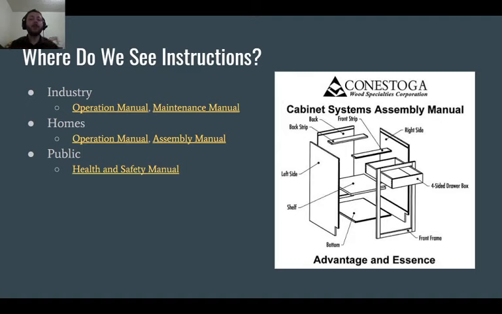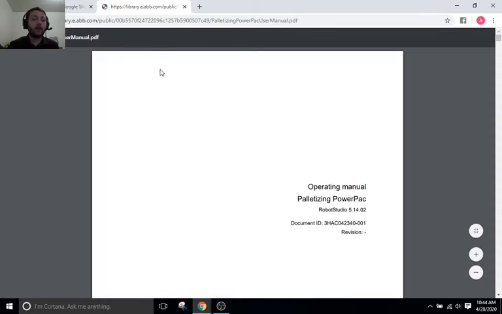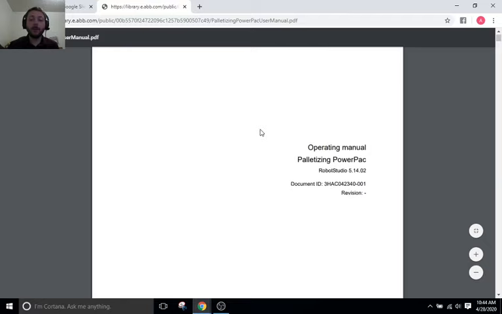An operation manual is just teaching someone how to operate a product or a machine. They're very, very common in industry with large manufacturing pieces of equipment, very common in the house. In fact, I have a bunch of examples here from various sources. So I'll click one here. And right here under industry, we do have an operation manual for what's called a palletizer.